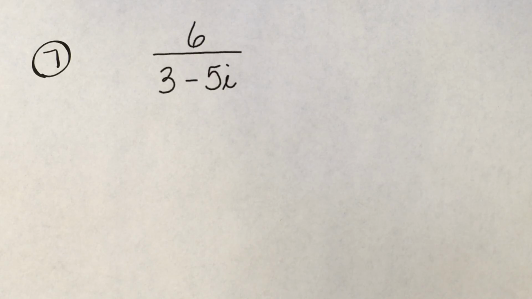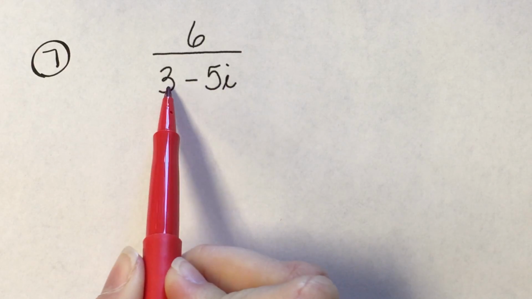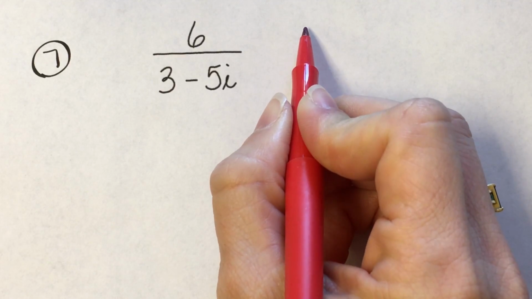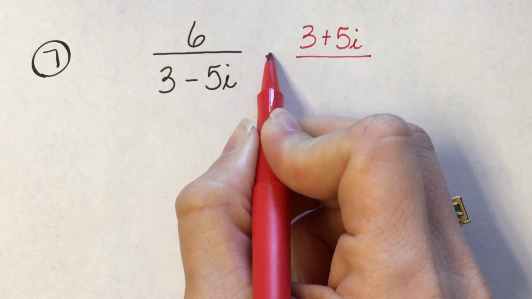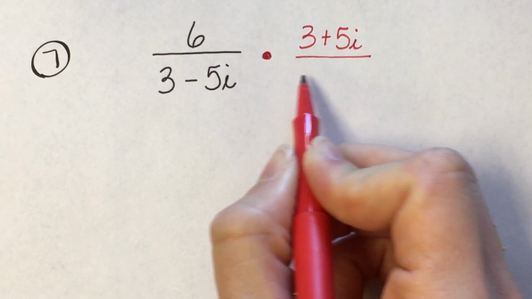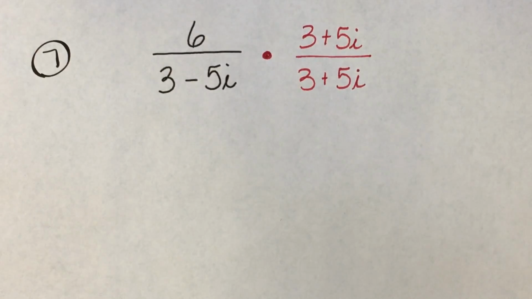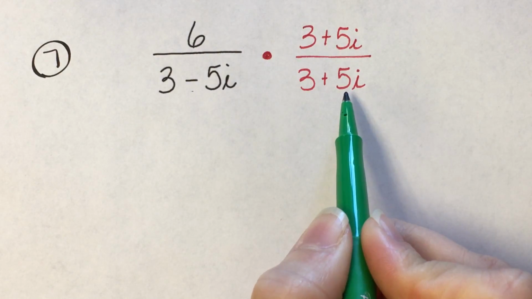Okay, so we have 6 divided by 3 minus 5i. Okay, so my complex conjugate. You want the complex conjugate of what you have in your denominator. So since this is 3 minus 5i, that means you want 3 plus 5i. And what you're told is you're going to multiply the numerator and the denominator by this complex conjugate. Okay, so it's just multiplying fractions. So you multiply across the top, you multiply across the bottom.